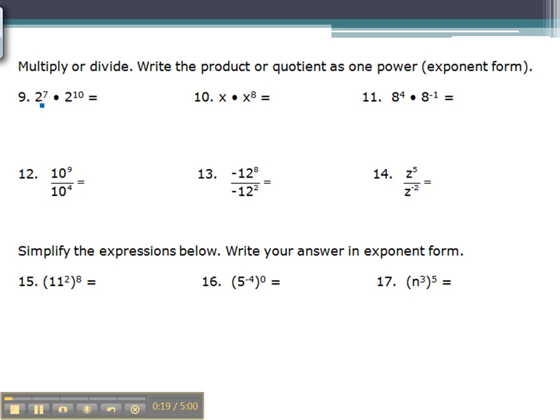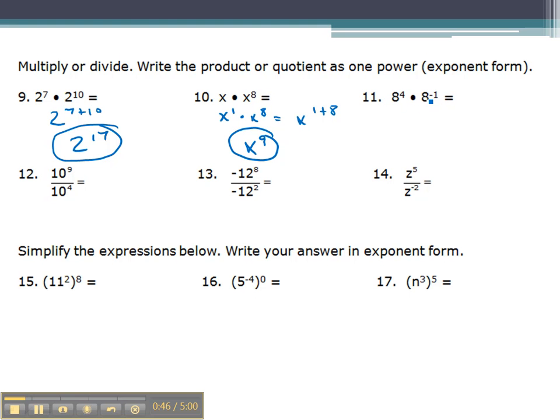When you multiply with exponents and you have the same base number, you can just add the exponents. So this is the same as 2 to the 7 plus 10, which is 2 to the 17th power. Number 10, the only tricky thing is you need to realize that x is the same as x to the first power. So this equals x to the 1 plus 8, which is x to the 9th.